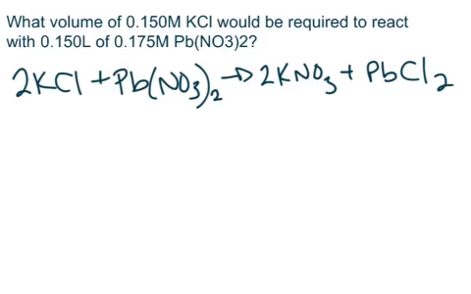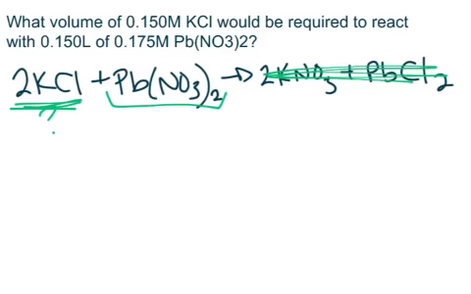The example in chapter 4.4 that starts off this section says, what volume of that molarity of potassium chloride would you need to react with the lead nitrate? So in this case, we're not looking at the products at all. We're ignoring them. We're assuming that we've got lots of potassium chloride and we have a very particular amount of lead nitrate, and we want to know how much of this we need to react with the 0.15 liters of 0.175 molar lead nitrate.